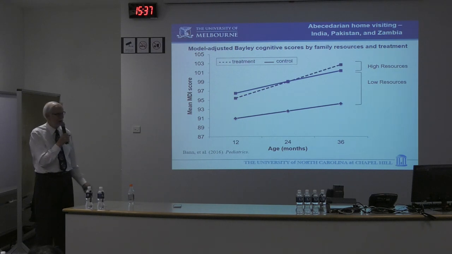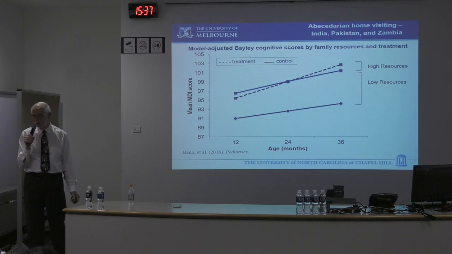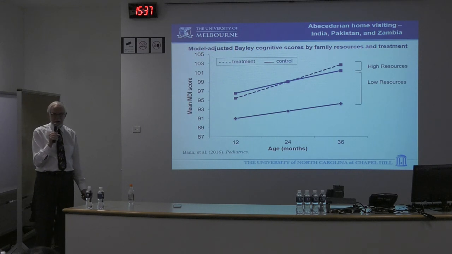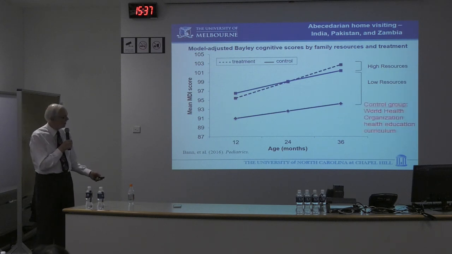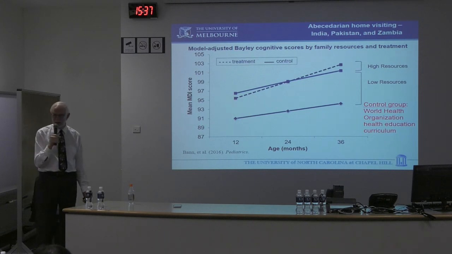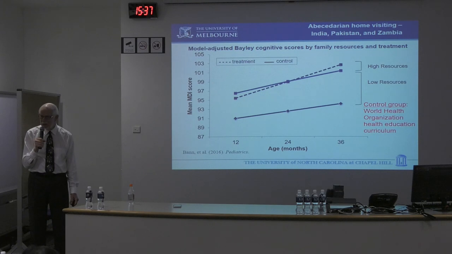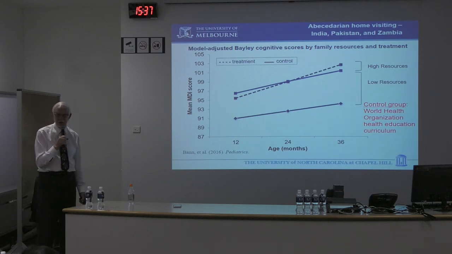And the high resource families, look at this, were doing better than the low resource families by 12 months of age. And the two groups, the Abecedarian group is a dotted line, and the control group just tracked along, just about the same. There's no real difference in those two groups, even though the lines appear to cross. The interesting thing is, everybody in this study got the same number of visits, a visit every 2 weeks. Everybody got a curriculum. The others got the World Health Organization health education curriculum for the parents. So they were not untreated parents, but the other kids got the health education curriculum plus the Abecedarian approach.